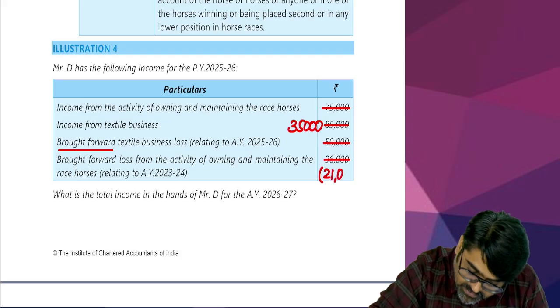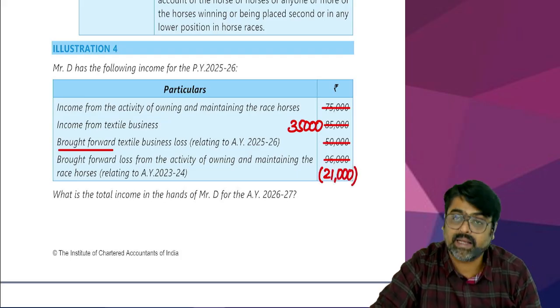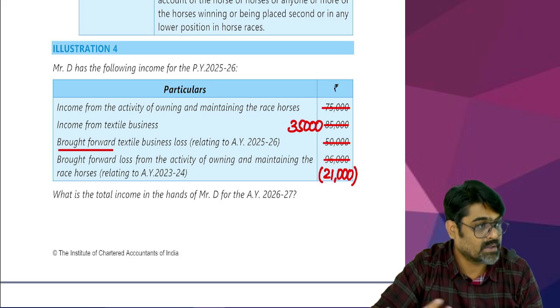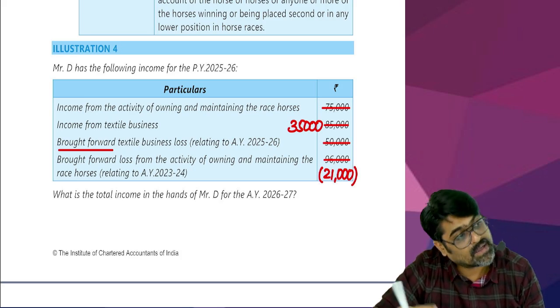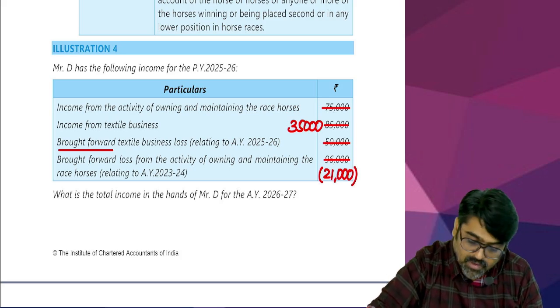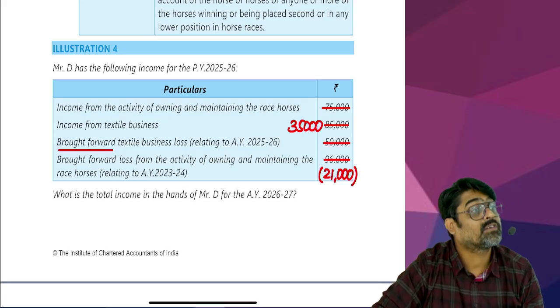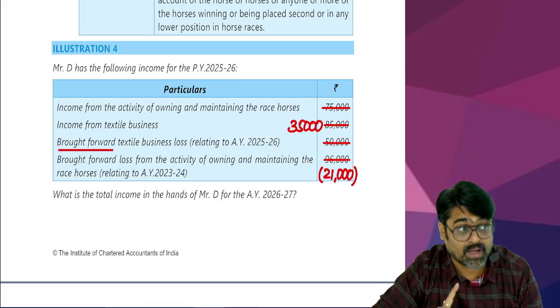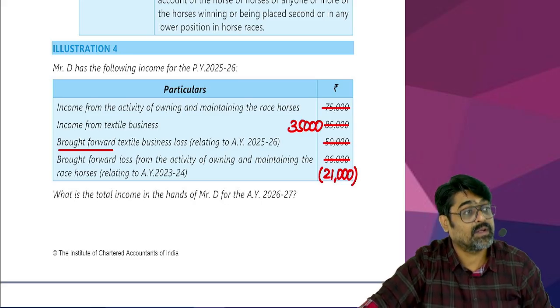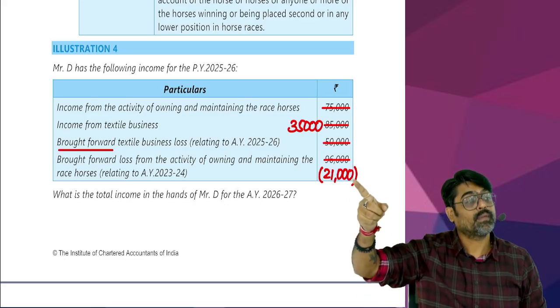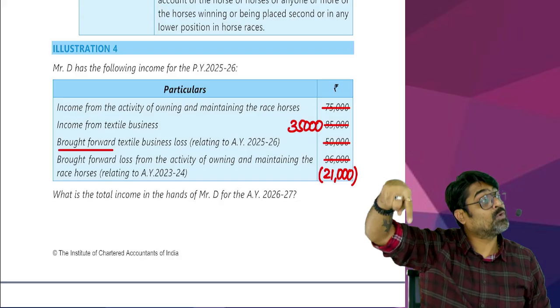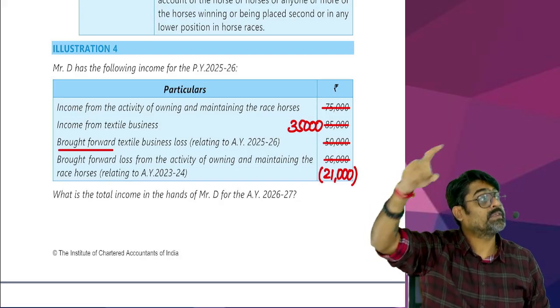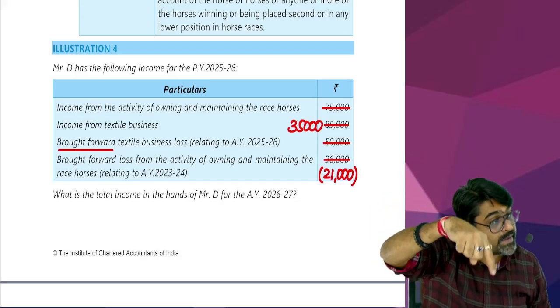How much loss will remain? Now this 21,000 loss cannot be adjusted against any other income of this year. Can it be carried forward to next year? Why? Because the loss relates to assessment year 23-24. Be very careful. Assessment year 23-24 means which previous year? So the loss was for 22-23. First year carry forward, previous year 23-24.